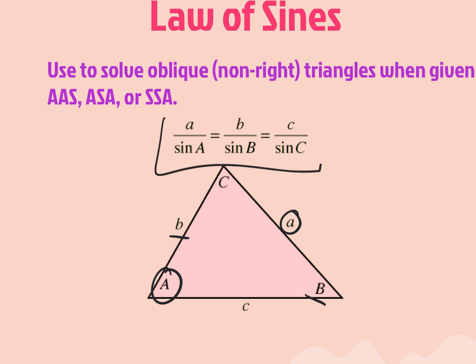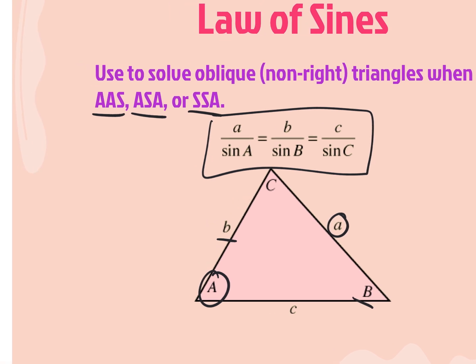Just because if you look at this formula, then you notice that in each of our ratios or our fractions, we have the same side as we do the angle, right? So I have a side A over the sine of the angle A, and so on and so on, right? So in these cases where you have an angle that matches its side, then you can use law of sines, right? So it's going to be any of these three cases: angle, angle, side, or a side, angle.